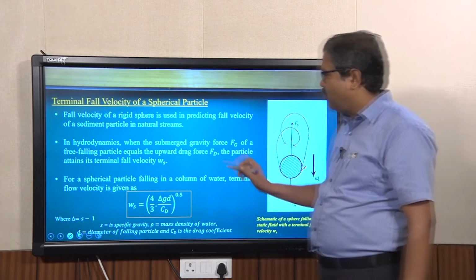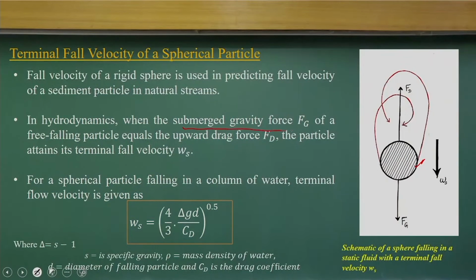This happens when the submerged gravity force is equal to the upward drag force. The upward drag force and the submerged gravity force both equal each other. The net force acting on the solid particle becomes zero. There is no acceleration. It moves with a terminal velocity, the fall velocity, which is Ws. So we are just equating these two forces, the drag force and the submerged gravity force.